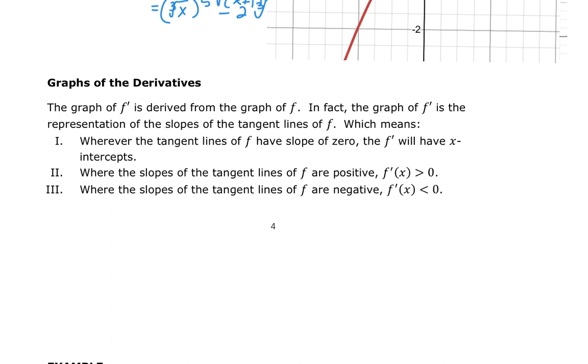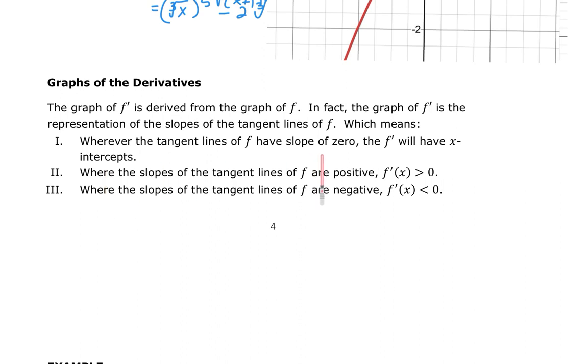So let's talk about the graphs of the derivatives. We're now going to start in this chapter graphing functions, and we're going to be graphing the first, second, and third derivatives. There are a couple of things going on. Whenever the tangent lines have slopes of 0, f prime has x-intercepts.